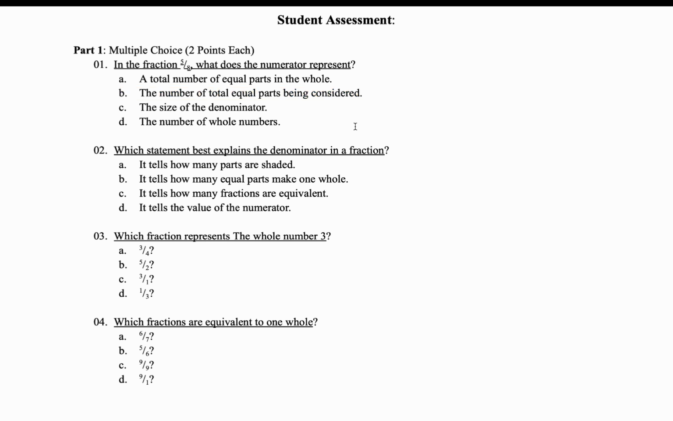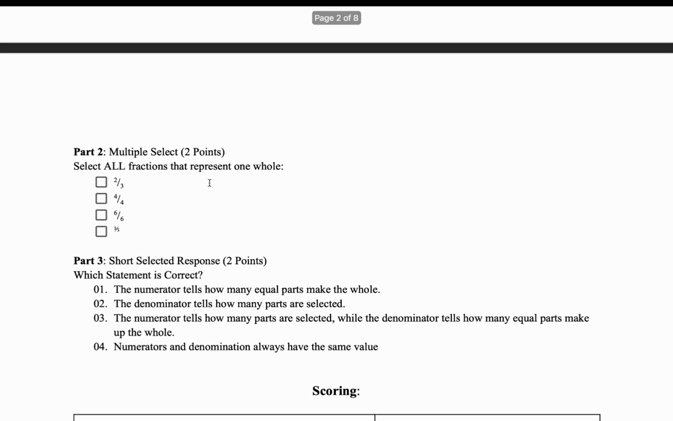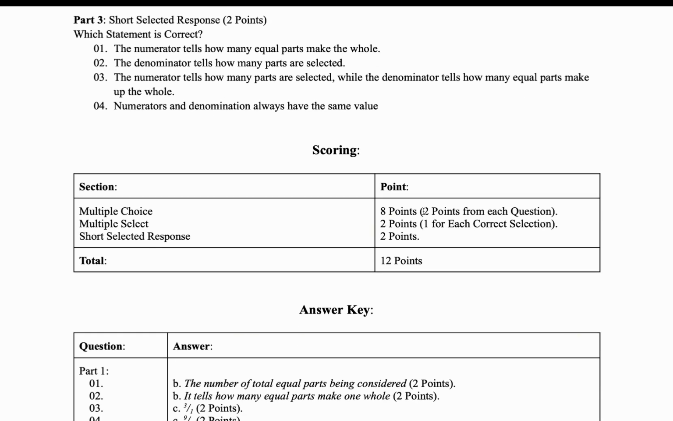This total assessment is worth 12 points, and students can receive points based on selecting the correct answer, and an answer key is provided to ensure that there is consistent grading. So here in part 1 is just the multiple choice. Part 2 is multiple select, so students would be able to select the 2 correct answers, 1 point for each correct answer chosen. And then in part 3, we have a short selected response where the students would have to decide which one is most correct.